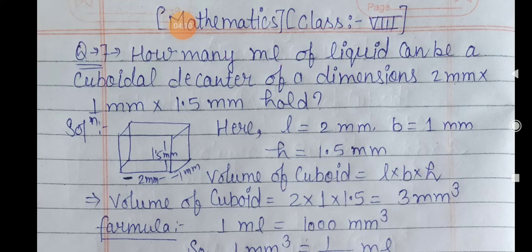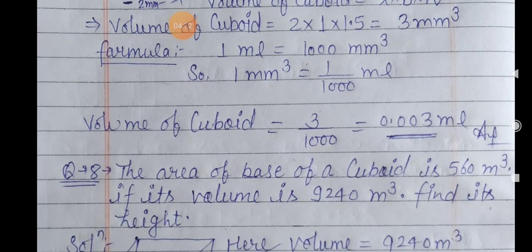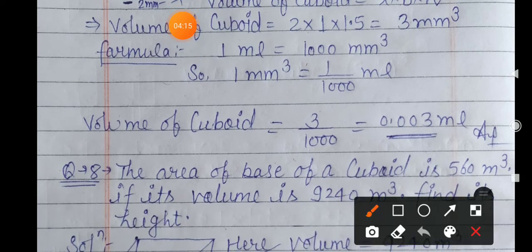So you have to use this and find your volume in ml. So 1 millimeter cube is equal to 1 upon 1000 milliliter. Now the volume of the cuboid is 3, so 3 upon 1000, which means this value is converted into 0.003 ml. So this is your required answer in the form of milliliter.